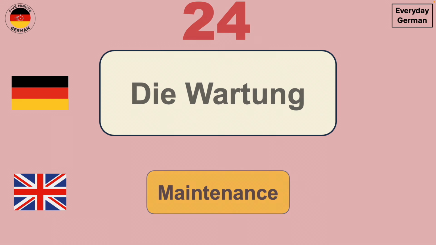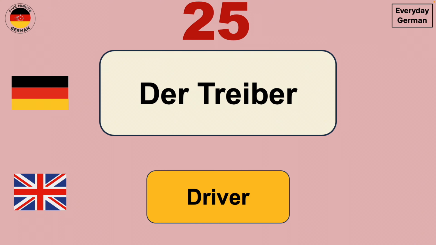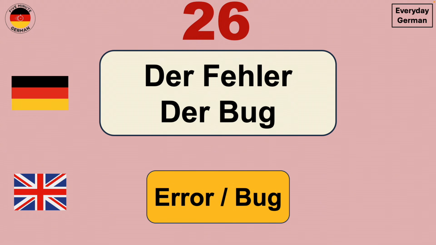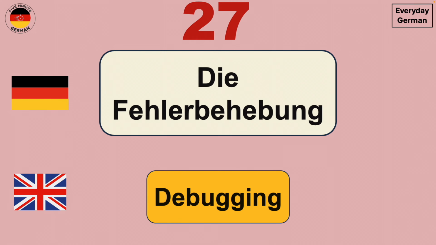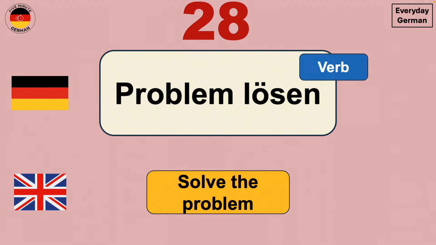The next word is der Treiber, which means driver, der Treiber. After that we have der Fehler or der Bug, which means an error or a bug, der Fehler, der Bug. Then in order to solve the failure or bug, we do die Fehlerbehebung, which means debugging, die Fehlerbehebung. Another word which will make your boss very happy is Problem lösen, which means solve the problem. So Problem lösen. Lösen is a verb over here.